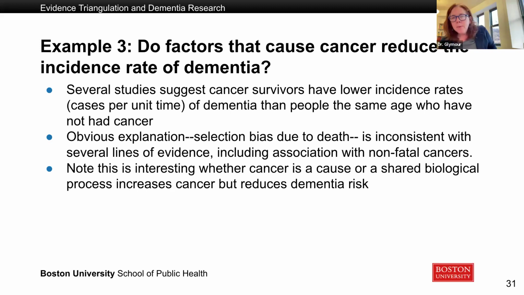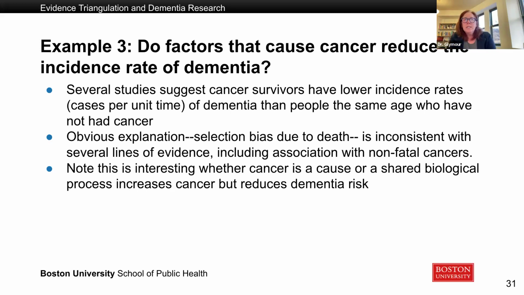This is a set of papers around the question of whether factors that cause cancer might also reduce the rate of dementia. There are several studies that suggest cancer survivors have lower incidence rates. And by incidence rates, I mean cases per unit time, not cumulative incidence across your life. But if you're alive at a given moment, what's the probability that you develop dementia in that period? If you have a history of cancer versus if you don't have a history of cancer.